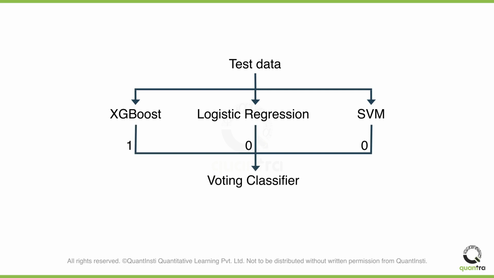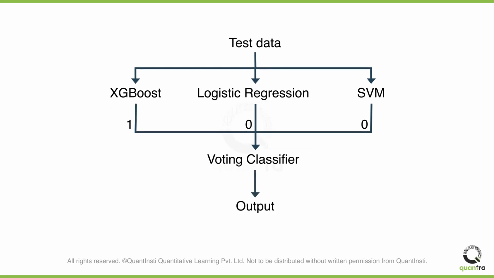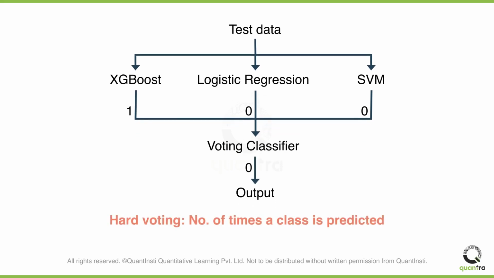Here, you can see that the XGBoost model predicted 1, whereas logistic regression and SVM models predicted 0. The voting classifier will choose the class which was predicted a majority number of times. This means that the voting classifier model will predict 0. This is called hard voting, where you only consider the number of times a particular class is predicted.